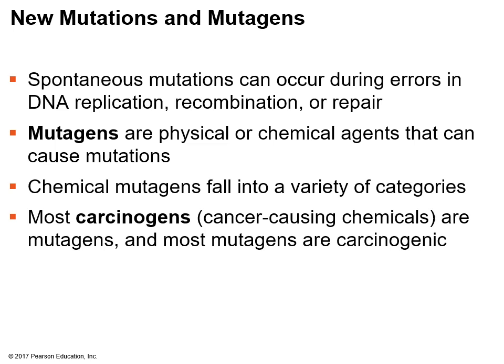Spontaneous mutations can occur during errors in DNA replication, recombination, or repair. Mutagens are physical or chemical agents that can cause mutations. So these come from the environment, and spontaneous mutations come from within. Chemical mutagens fall into a variety of categories. Most carcinogens, which are called cancer-causing chemicals, are mutagens, and most mutagens are carcinogenic, causing cancer.